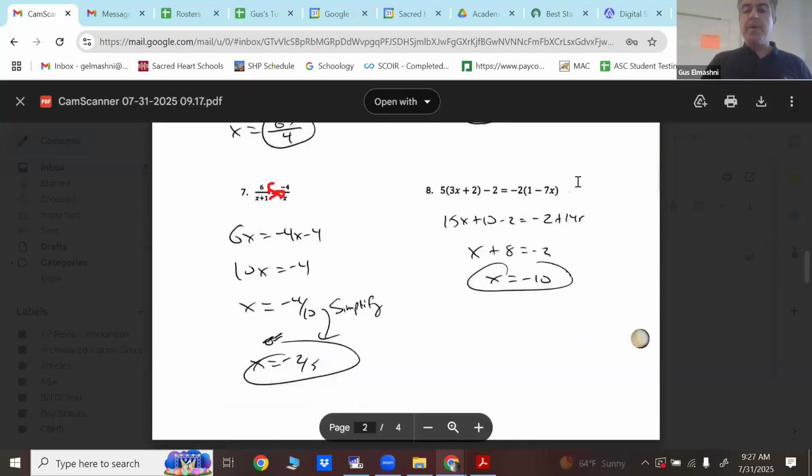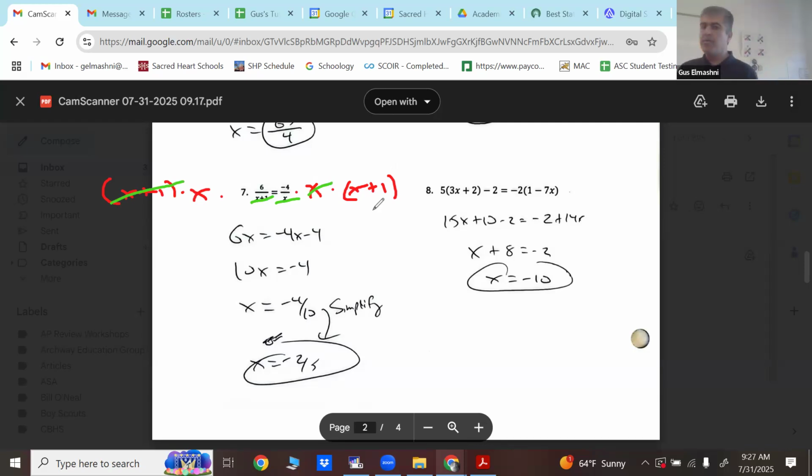You can cross multiply because you have exactly one fraction on each side. Technically, what you're doing is multiplying both sides by x and also multiplying both sides by x plus 1, because those are both your denominators. By doing that, what it enables you to do is cross stuff out very easily. See, these x's cancel. These x plus 1s cancel. 6x equals negative 4x minus 4. It's just a cleaner way of doing the problem.